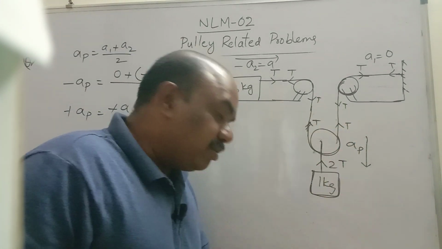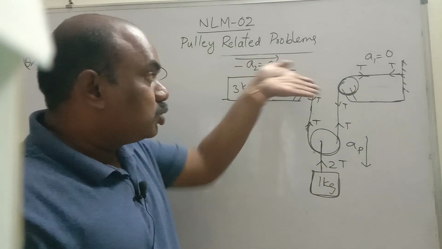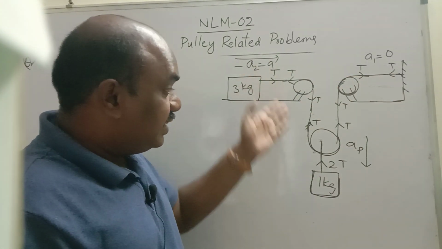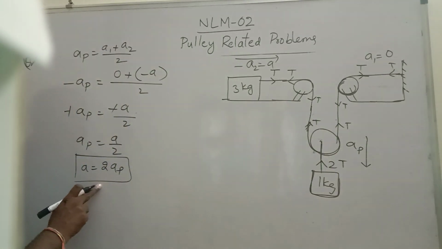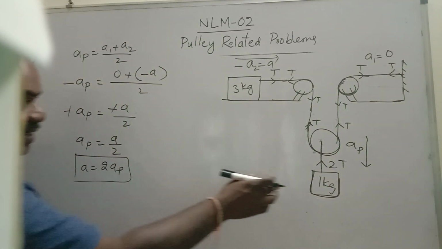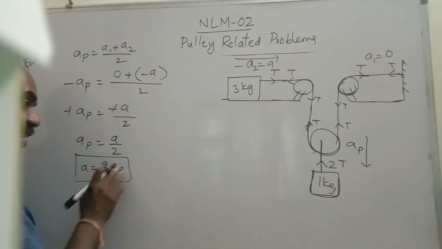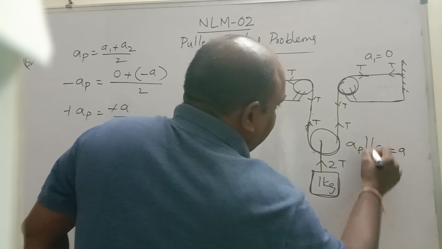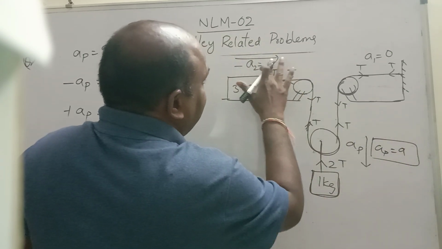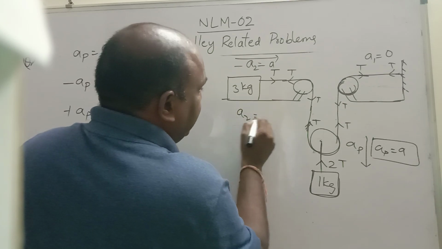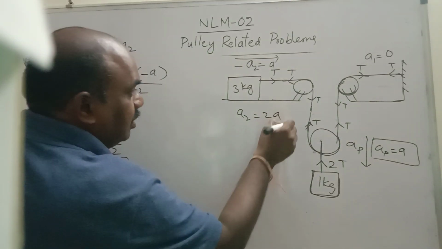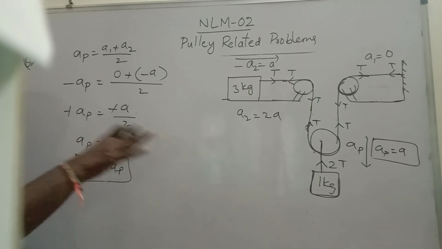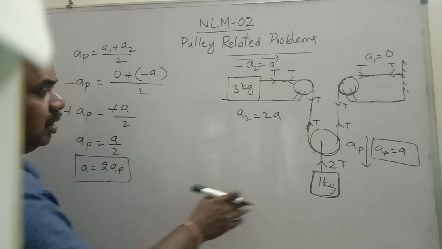Acceleration of the string is equal to 2 times that of the pulley. Let us consider if the pulley comes 1 meter per second square downwards, the string moves 2 meter per second square in the horizontal direction. That means the acceleration of this string is double the acceleration of the pulley. That is the meaning of this sentence. Understand, children? If the acceleration of the pulley is A meter per second square, then A2 is equal to 2 into AP, that is 2A. Very important.